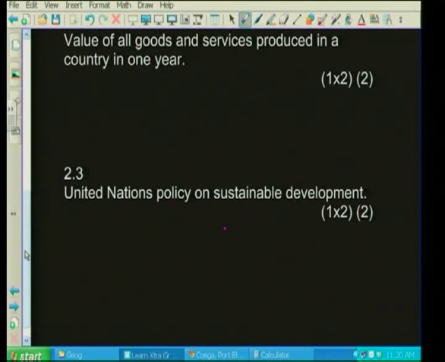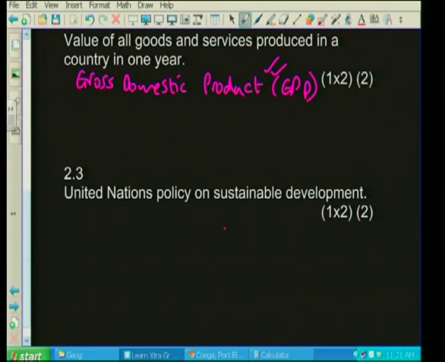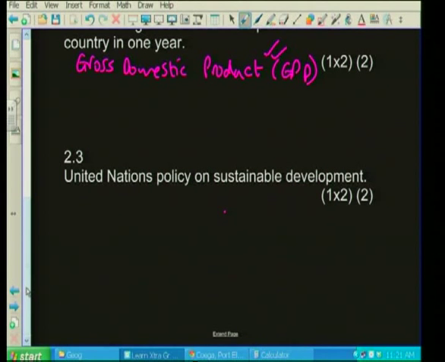Question 2.2 says, what do we call it when the value of all goods and services produced in a country in 1 year? In other words, what is the name for that term or for that definition? That is known as our gross domestic product. Remember, GDP or gross domestic product is the measurement where we determine the value of goods or services produced in a single year, sometimes per person. We call that per capita, and obviously this is a good measure of our economic wealth or our economic well-being.